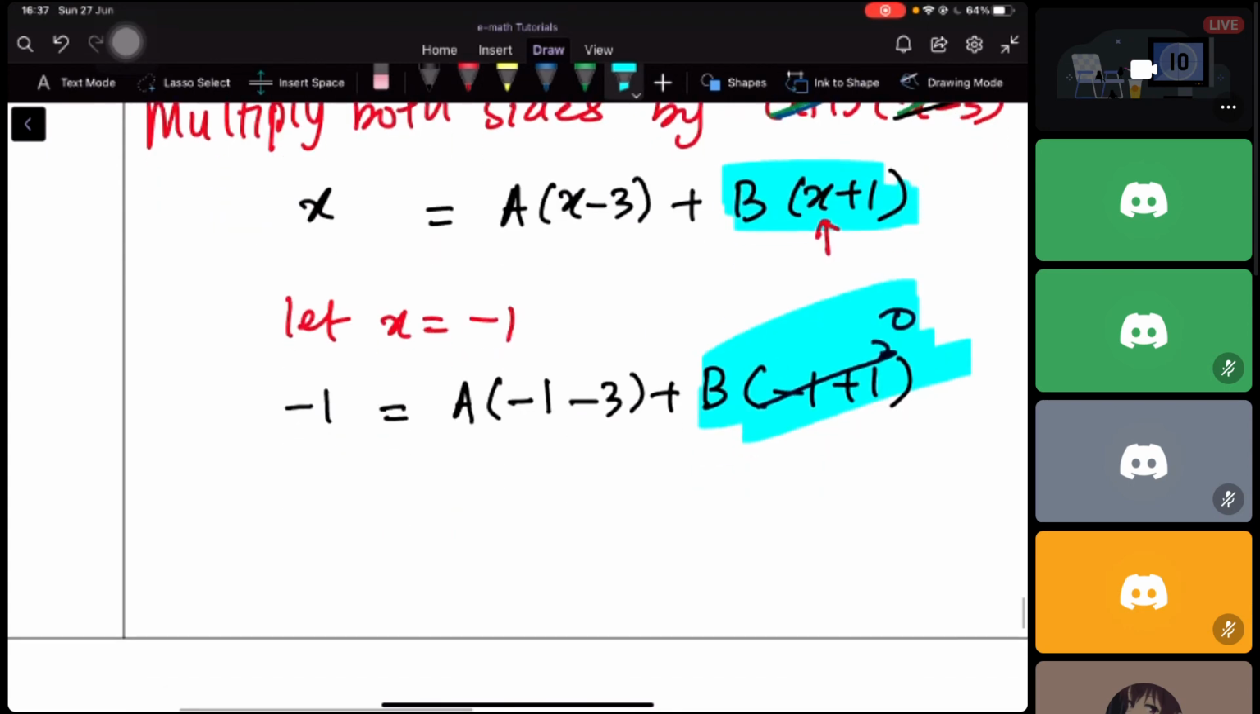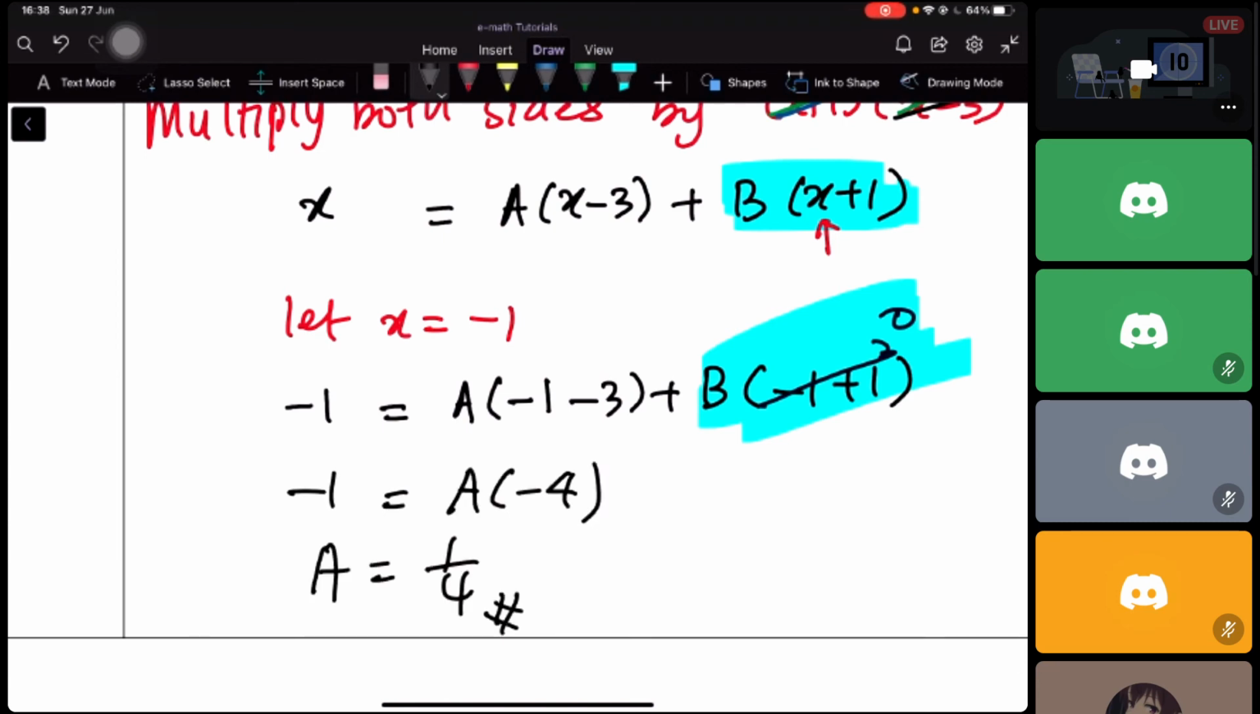See, your B nicely disappeared. Don't look at the B already. And can you solve for A now? Yes, -1 equals A times -4. So A equals 1 over 4. But don't forget about your B.